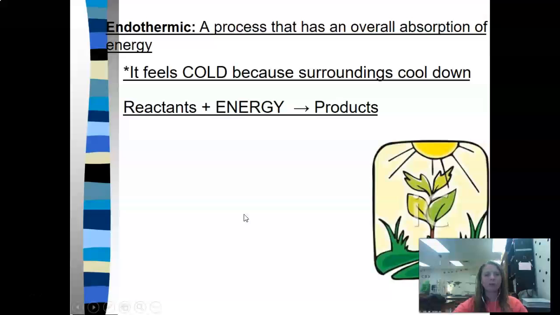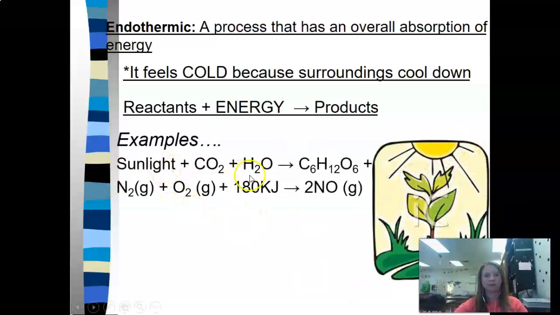And then endothermic is the other process that absorbs. We'll talk about this quite a bit when we get to photosynthesis. The sunlight is brought into the plant, and the plant is creating a chemical reaction. So we're next going to talk about the different ways in which we can have thermal energy transferred. So hopefully this was helpful.